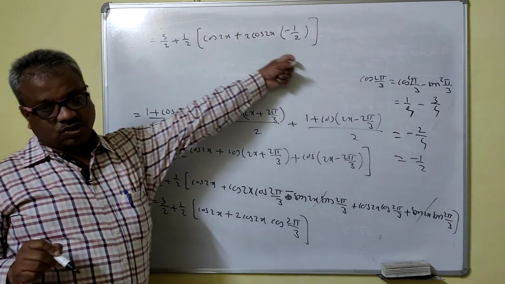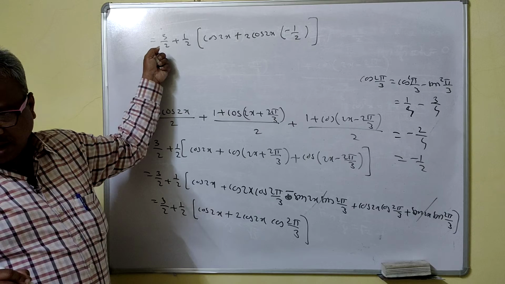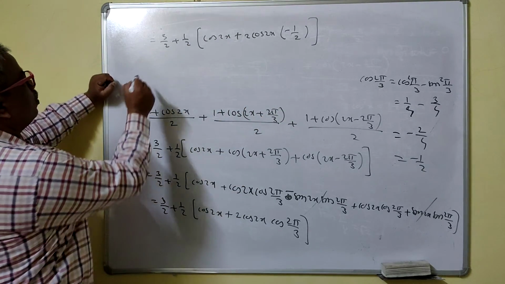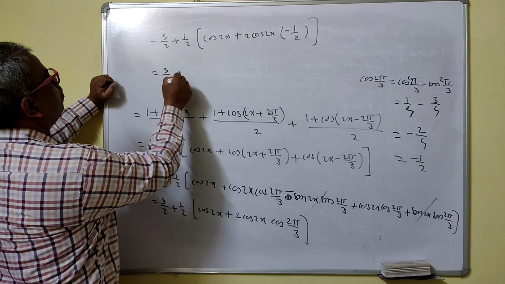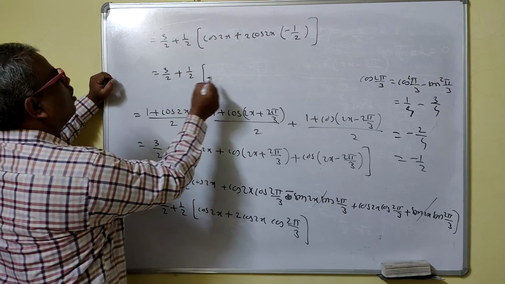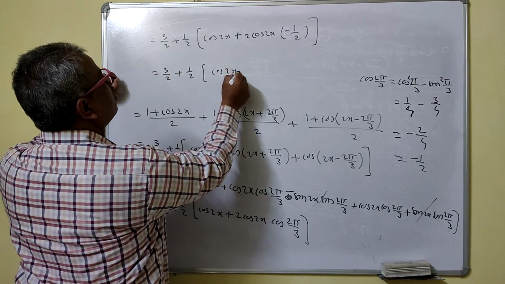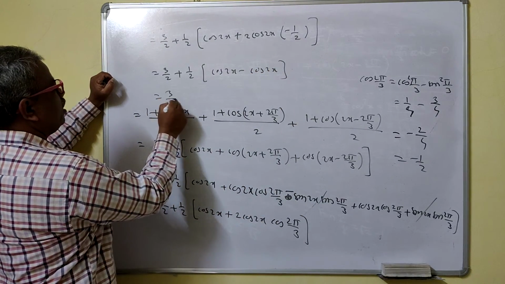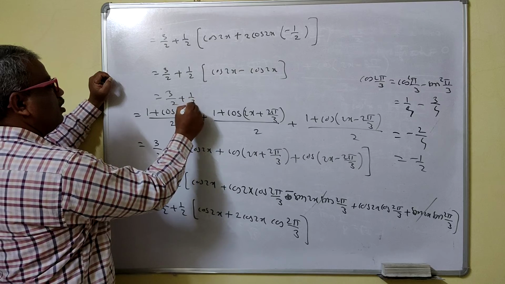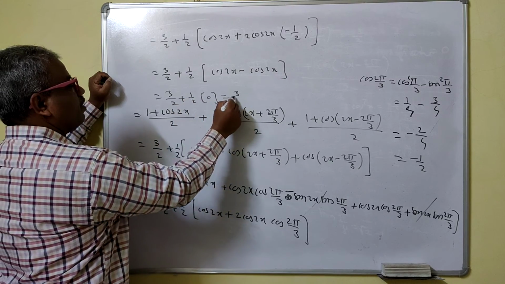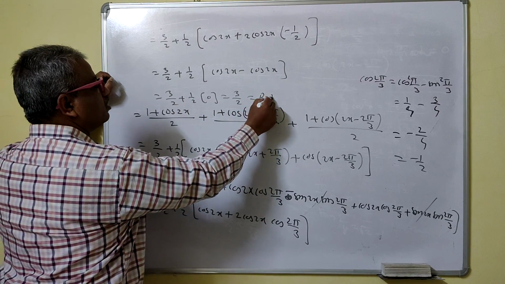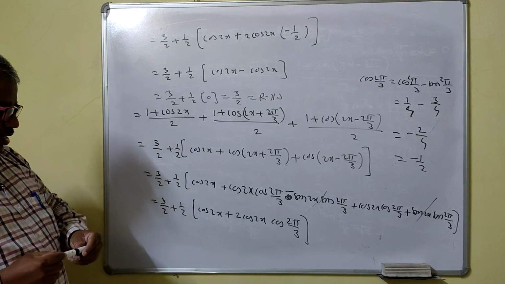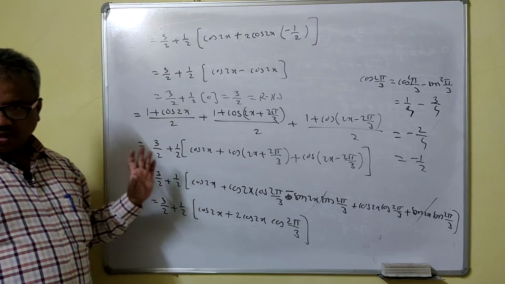Because you want this as 0 now, you have to prove this one is 0. Now see, we get 0. This is 3 by 2 plus 1 half cos twice x minus cos twice x. So this is simply 3 by 2 plus 1 half times 0, so this is 3 by 2, and this is your RHS. So we did this, just simply we did this.